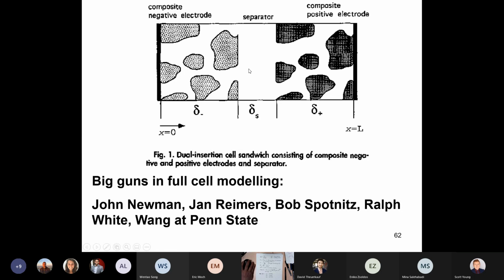And what these do is they model the concentration of the lithium ions within the electrolyte in the separator, in the pores of the cathode, in the pores of the negative. They also model the lithium concentration as a function of position within the electrode particles. So they're really nice pieces of software.